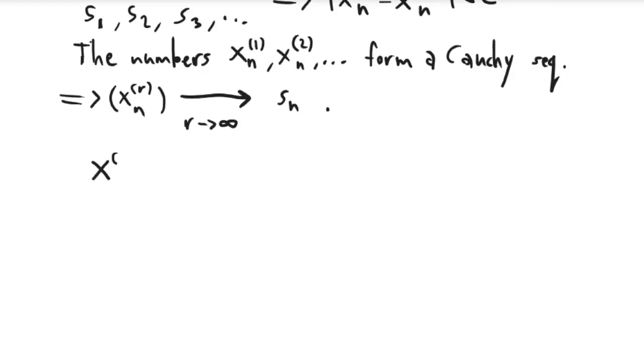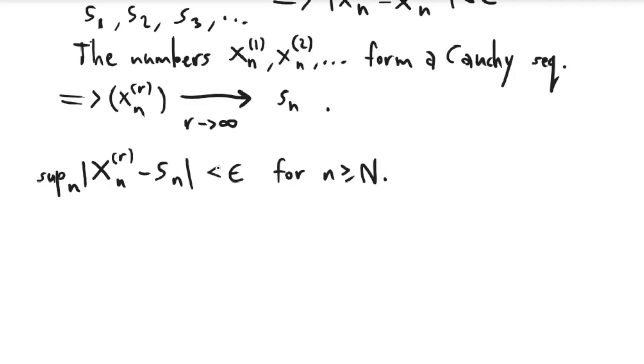But now we want to show that the convergence happens in the sup norm. So we want to show that if I take the supremum over all n, this difference can be made less than epsilon for r sufficiently large, for r greater than or equal to some big N. Because we just showed that for each column the numbers converge to something, but now we want to show that our sequence of sequences converges to S, which is a different statement.